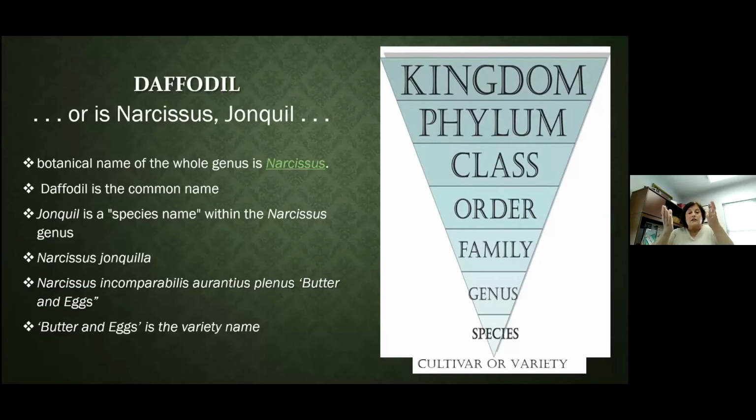So you can see on the kingdom, phylum, class, order there, you've got a genus, which would be Narcissus, and then the species, which would be Jonquilla. You can see there, Narcissus jonquilla, which is just your everyday type of daffodil. And then it even goes further to describe a cultivar or a variety. So in one of Narcissus incomparabilis aurantis plenus, a long name there, and then when you get down to the very end and it says butter and eggs, that's actually the variety name.